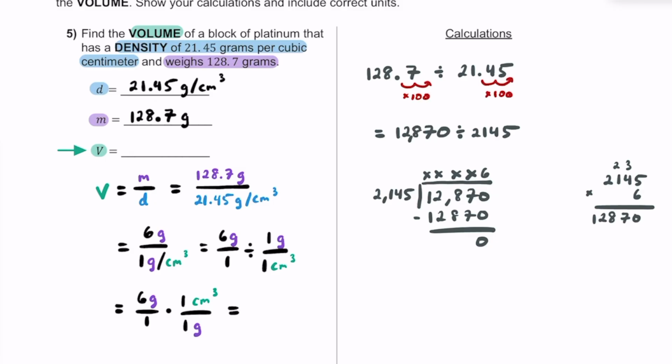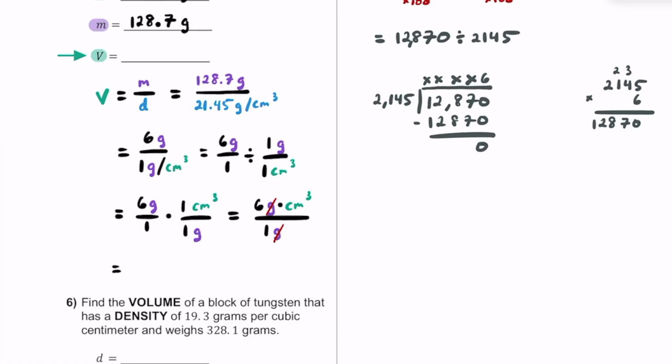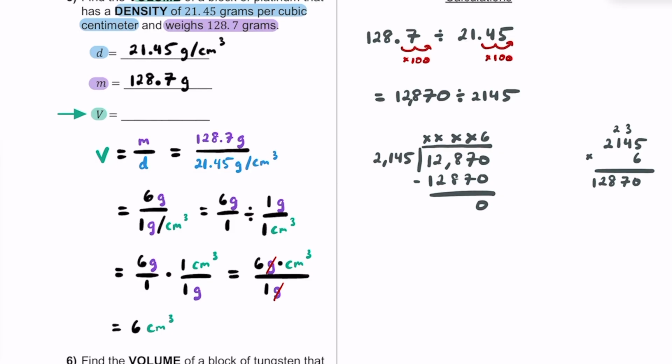Now, if you multiply, you can see on top here that 6 times 1 is just going to be 6. So it's going to be 6 grams multiplied by cubic centimeters. And what about in the denominator? Well, on the bottom, 1 times 1 gram is just going to be 1 gram, so it's going to look something just like this. Now you can see here that these grams are going to cancel with each other. Again, anything over itself is just going to be 1. So we can say here that this is just going to be 6 cubic centimeters. Hopefully that makes sense because we were looking for our units to be in cubic centimeters for volume anyway. So this is going to be 6 cubic centimeters. That's the volume of this block of platinum.